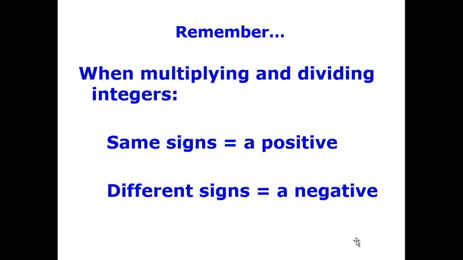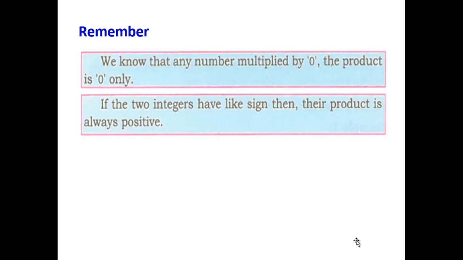Here are some important points to remember. When multiplying or dividing integers, same sign is equal to a positive and different sign is equal to a negative. We know that any number multiplied by 0, the product is 0 only. Second, if the two integers have like signs, then their product is always positive.